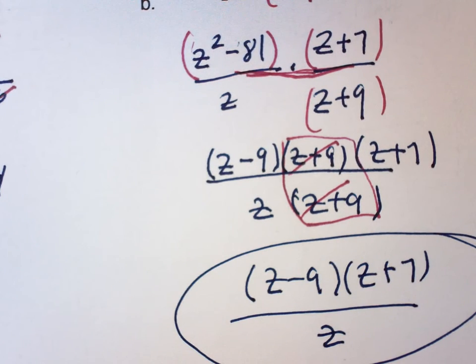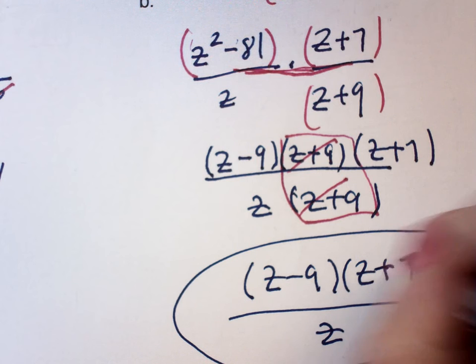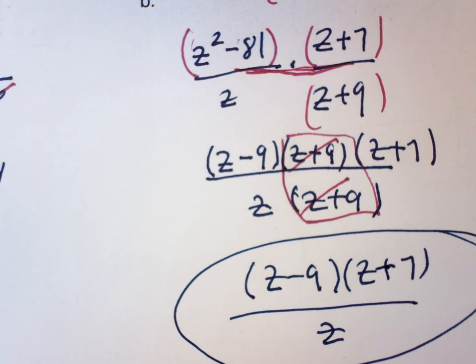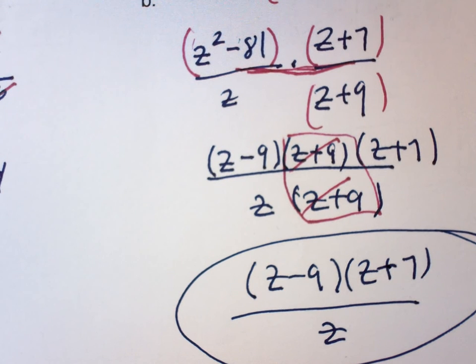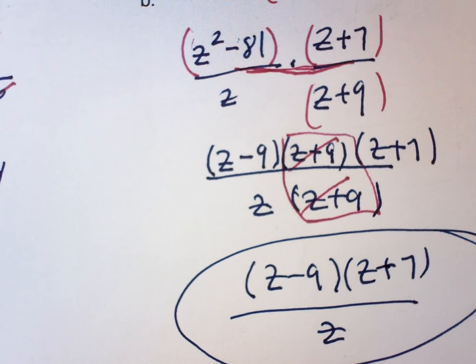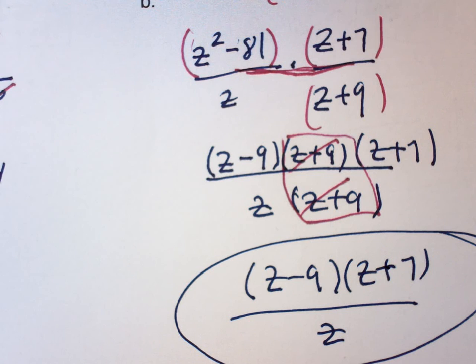Now, I don't know what your book does. They may multiply it out, but I just leave it because the chances are pretty good I'd have to refactor it anyway. So until I know what I'm going to need to do with it, I leave it alone.